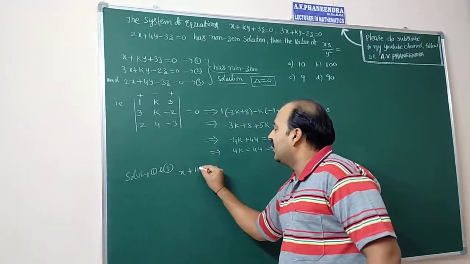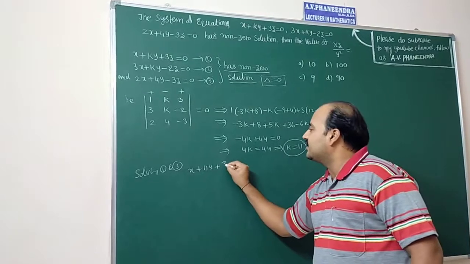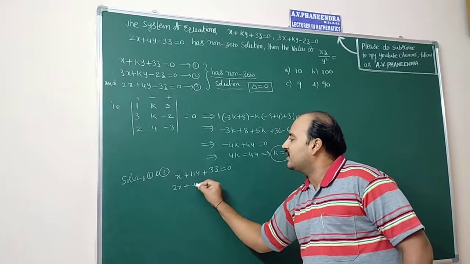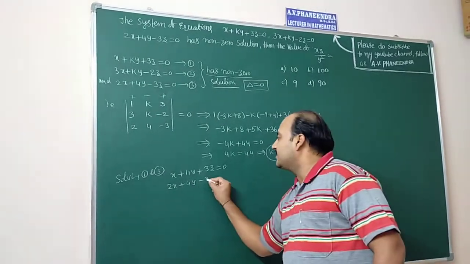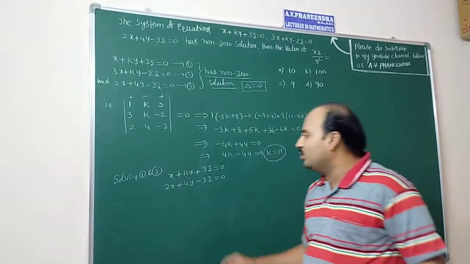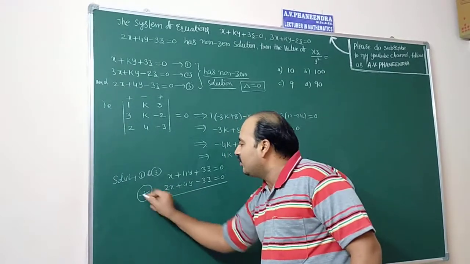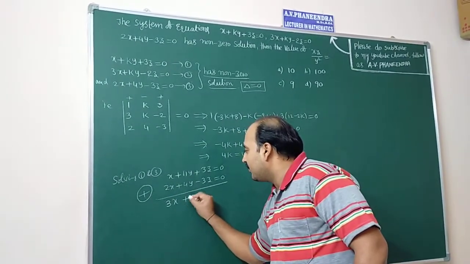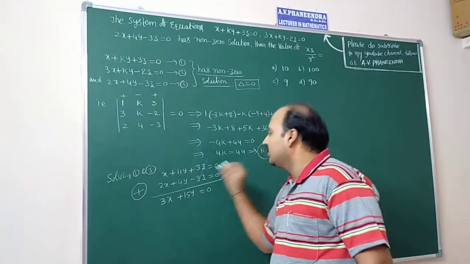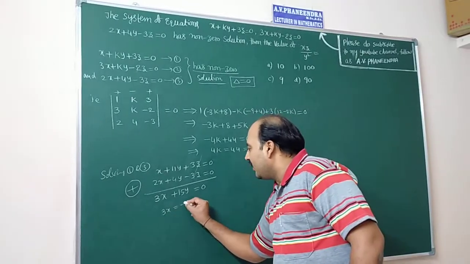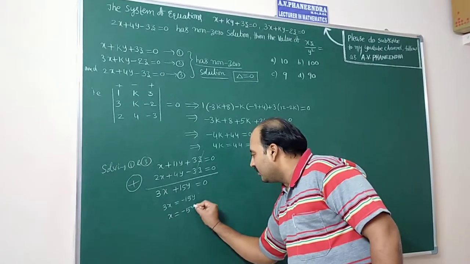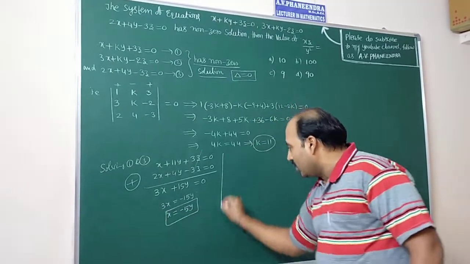x plus 11y, k value is 11, plus 3z equal to 0, 2x plus 4y minus 3z is equal to 0. Here plus 3z and minus 3z, we are going to eliminate the z value. So we have to add both the equations. It becomes 3x plus 15y is equal to 0. Plus 3z minus 3z get cancelled. So 3x is equal to minus 15y. x is equal to minus 5y. X value in terms of y we got.